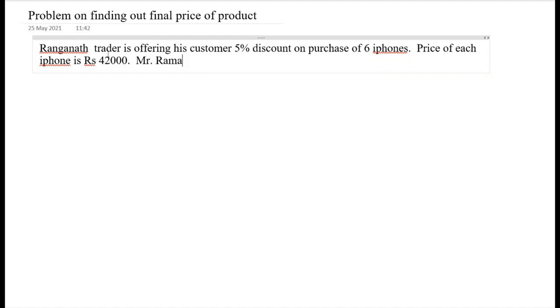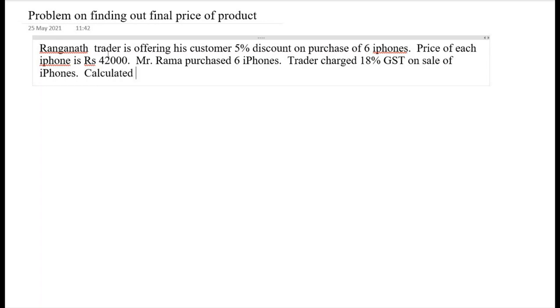Mr. Ram purchased 6 iPhones. The trader charged 18% GST on sale of iPhones. Calculate the final price of iPhones.